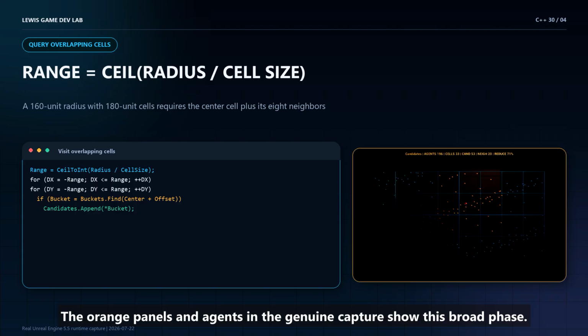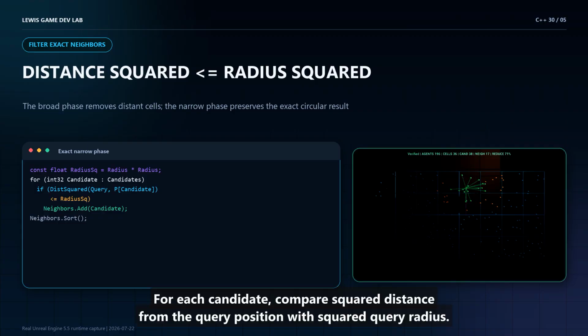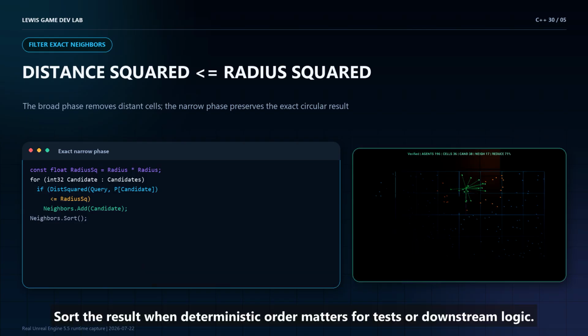The orange panels and agents in the genuine capture show this broad phase. They are possible neighbors, not confirmed neighbors, because a square set of cells extends beyond the circular query radius. For each candidate, compare squared distance from the query position with squared query radius. Squared distance avoids a square root and keeps an index only when it is truly inside the circle. Sort the result when deterministic order matters for tests or downstream logic.